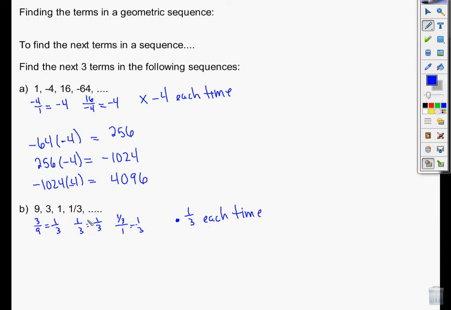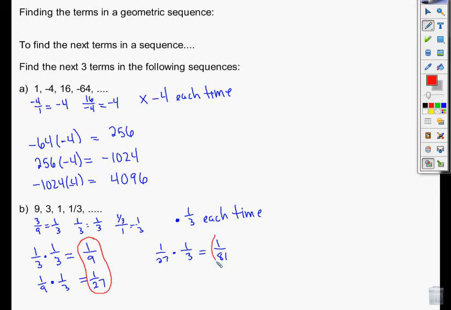And here's why the ratio thing is kind of nice, because if you realize you're dividing by 3, then you have to go, okay, 1/3 divided by 3 and figure that out. Well, if I know I'm multiplying by 1/3 every time, I can just multiply by the 1/3. So my next 3 terms are 1/9, 1/27, and 1/81.